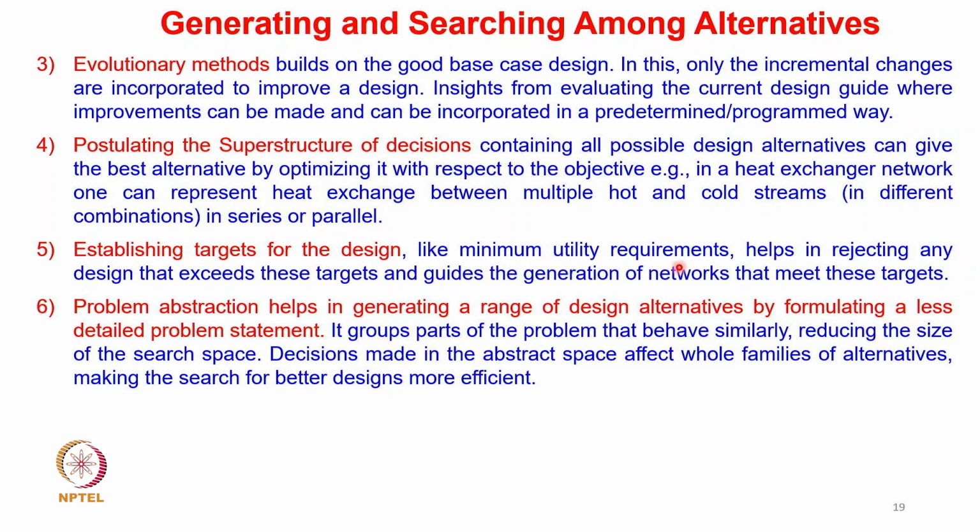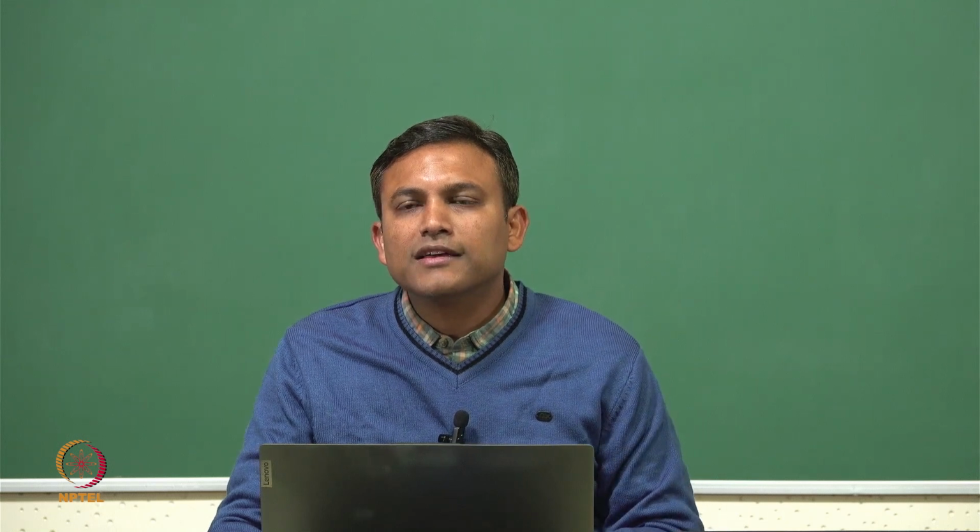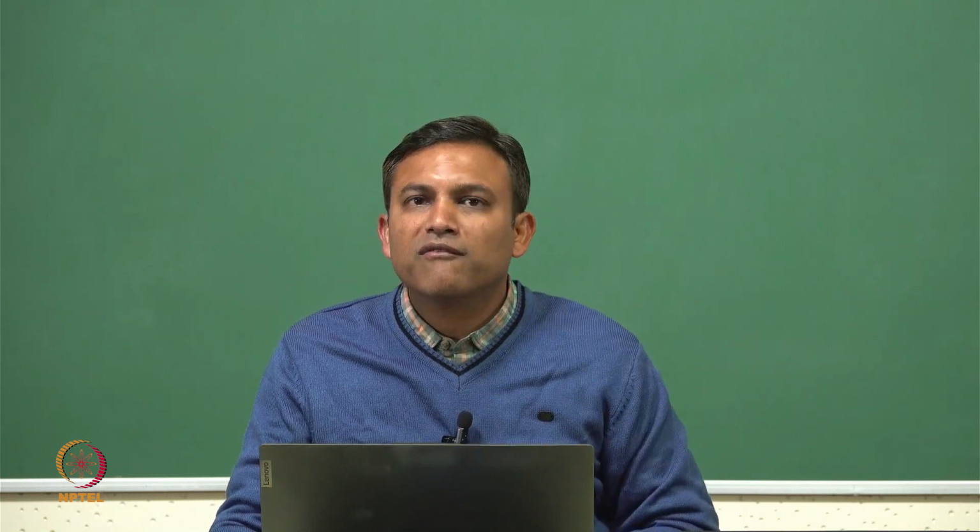The next important point is establishing the target for the design, like minimum utility requirements. This type of target very often helps in rejecting the designs that exceed these targets and guides the generation of the network that meets this target. A common example could be, if the amount of utility is higher than the minimum value specified, in such cases these designs are eliminated.